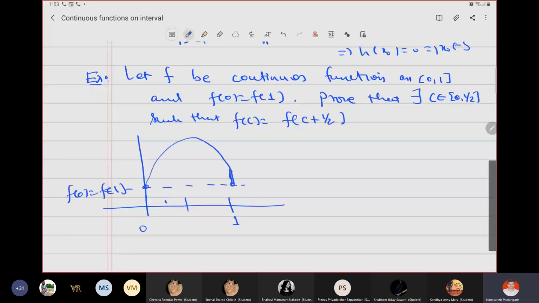Then there is a C in between 0 and half such that the value of the function at C is the same as the value of the function at C plus half. So whatever, the value at these 2 points is the same. This is a very interesting thing, because if you go by half distance from C, you will come to the same value.